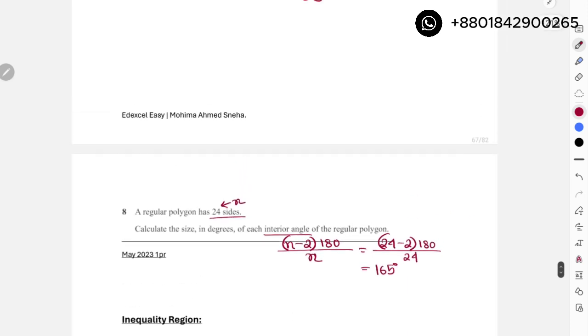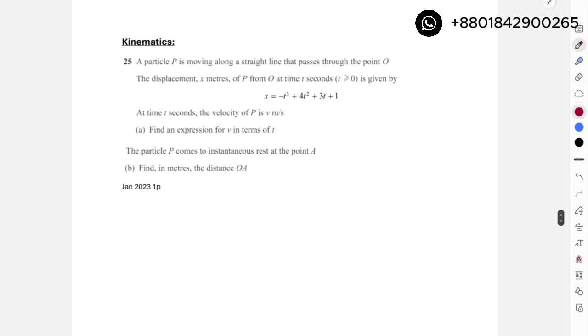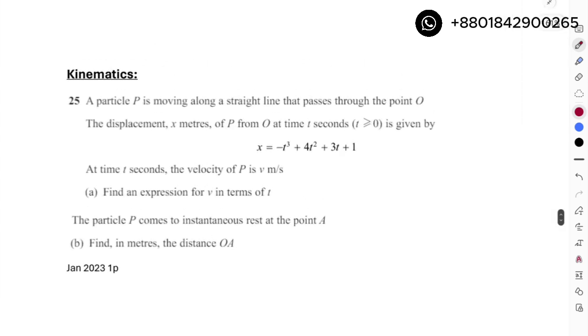Okay, so now after this, we'll move on to kinematics. Okay, so this is your kinematics. This question is from January 2023, paper 1. This one says a particle P is moving in a straight line that passes through the origin O, and the equation for the displacement is given. This equation that they have given is for displacement, and for which the time is never less than 0, right? It is always greater than or equal to 0 in that reference.